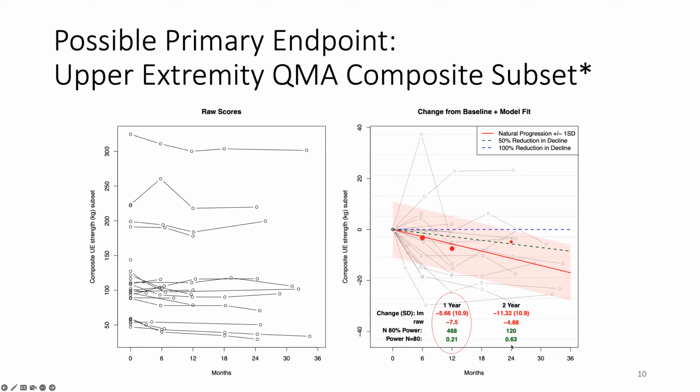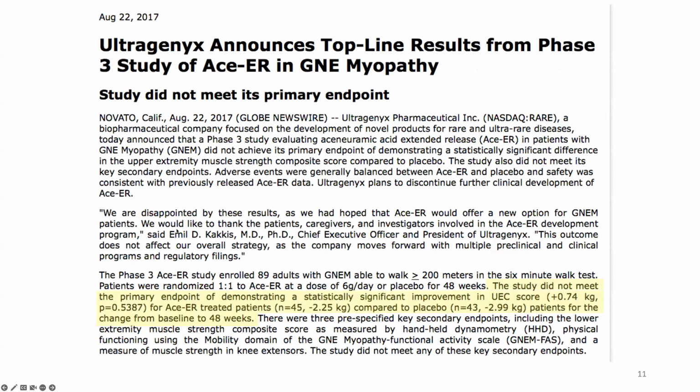What we saw is that on this endpoint, within this more homogeneous subset, we would need about 468 participants for a 1-year study and 120 participants for a 2-year study for 50% slowing in the disease. Now, why do I have this number circled here? Another number I'm placing on here is what's the power if we had 80 participants? That's about 21%.